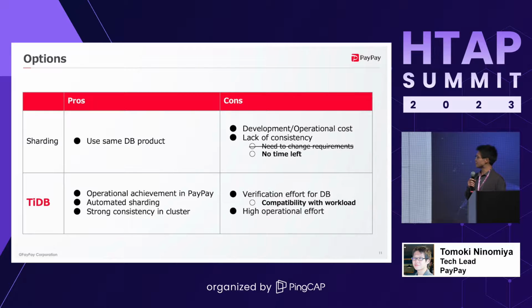We have drawbacks to introduce TiDB. First one is that the verification effort is quite huge for databases. As I mentioned, we already have other TiDB clusters, but those are running with quite different workloads compared to wallet. This means we need to verify the compatibility with this workload. And also, we are running TiDB self-hosted. I mean, we are running TiDB on AWS EC2 and EBS. So high operational effort can be assumed. But comparing with its drawbacks, we decided to go with TiDB.